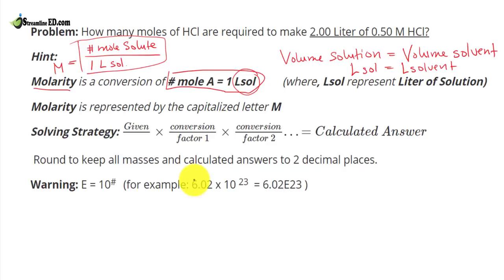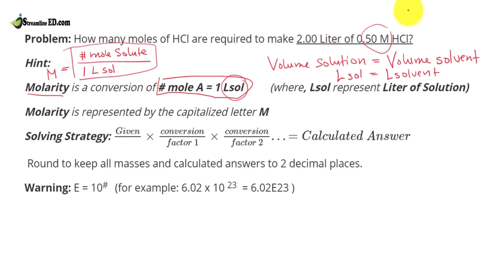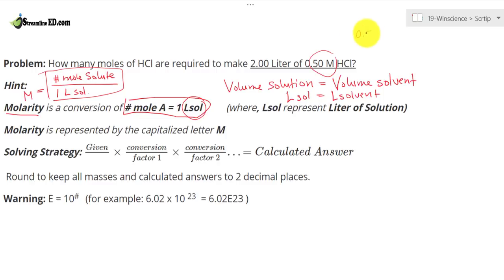So let's do an example problem to see how we use molarity as a conversion factor. How many moles of HCl, which is hydrochloric acid, are required to make 2 liters of 0.5 molarity hydrochloric acid? So we know that this part right there is equal to 0.50 mole of HCl over 1 liter of solution. That is our conversion factor.